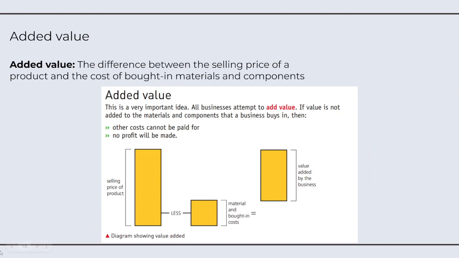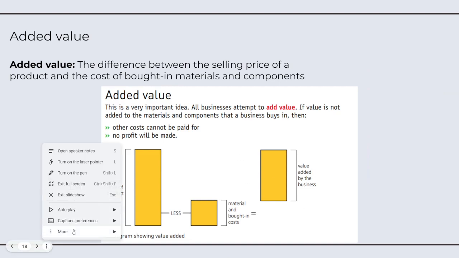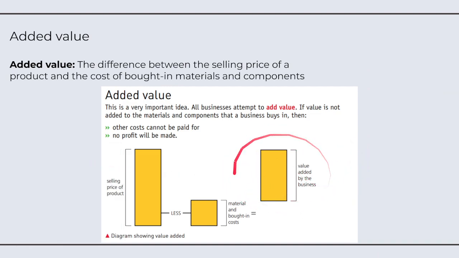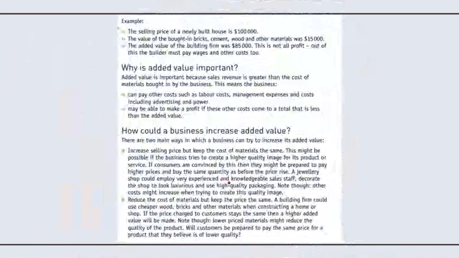You can see this, I can just get the laser pointer. This is the added value from this part. This is the cost of materials, and this is how businesses make profit. Okay, moving on. We have an example here. Selling price of a newly built house is $100,000. The value of bricks, cement, and other materials, then the added value. You guys can read this for yourselves.